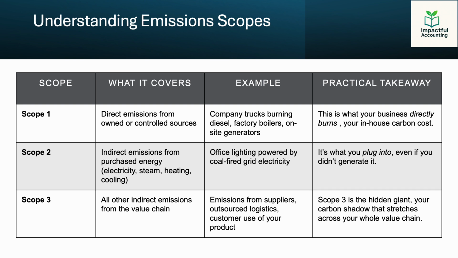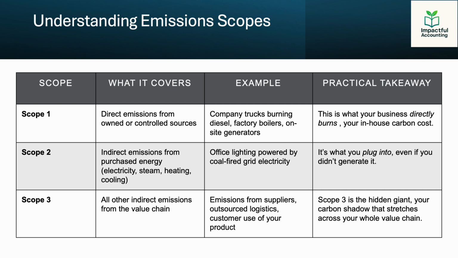Scope 1 is your inner circle: direct emissions from things your business owns or controls. This includes fuel burned in your delivery trucks, gas used in your factory boilers, or diesel generators running at your sites. If it burns, you control it, it's Scope 1. In accounting language, we call this your in-house carbon cost because it's fully under your control and you can act on it fast.